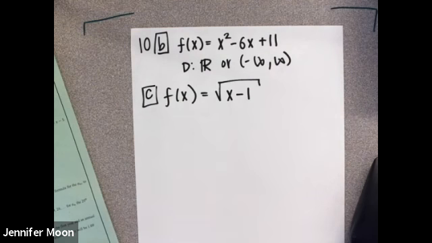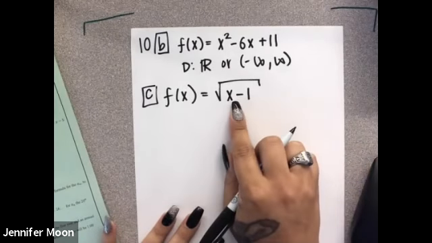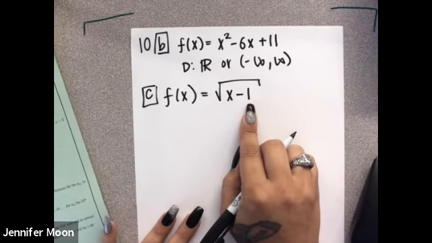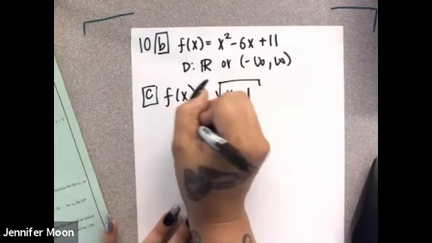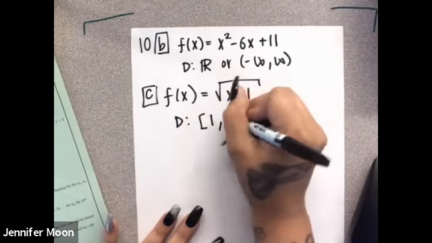So what I know about square root functions is that I can't take the square root of a negative number. So I know I can go as small as 0. I just can't go less than 0. So I wonder what makes this 0. And if you look at it, if I do a positive 1 right here, I do 1 minus 1, I get 0, right? So that tells me that my domain can actually equal 1 and then go all the way up.